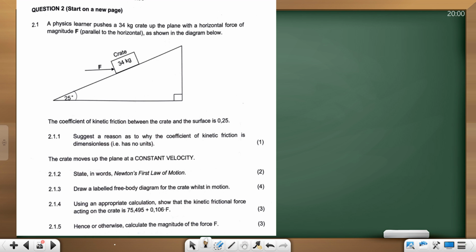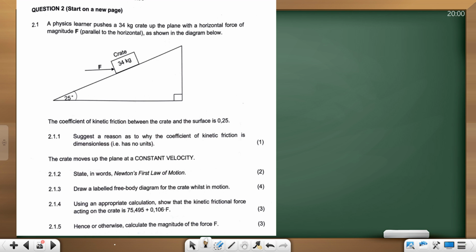A physics learner pushes a 34 kilogram crate up the plane with a horizontal force of magnitude F, parallel. Okay, look at the force. Very lovely. Oh, I'm glad we're actually looking at this. As shown in the diagram. The coefficient of kinetic friction is 0.25.